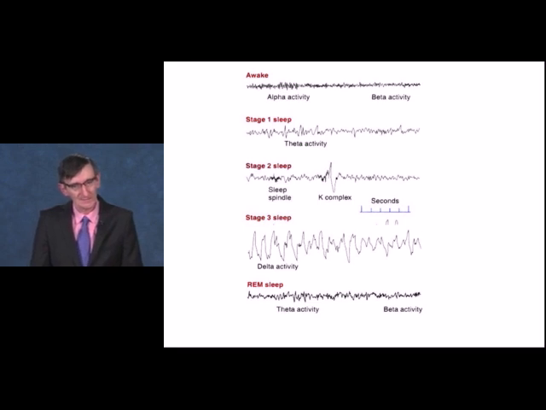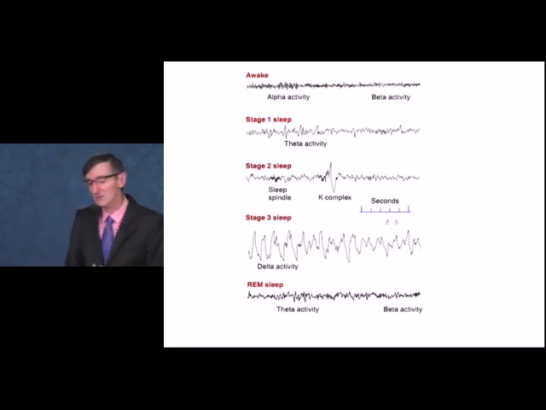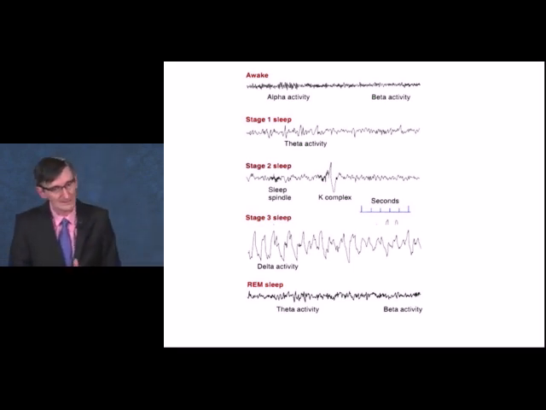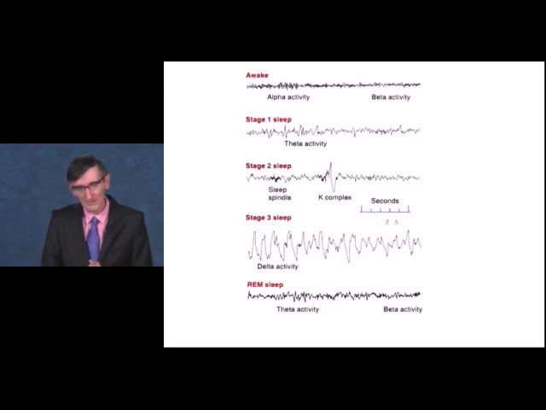And then there's a third stage, and this is called delta sleep. And you see these big, huge waves, hence the name delta. Now, it used to be classified in stage 3 and 4, but we don't do that right now. If you have delta sleep, you generally are in stage 3.